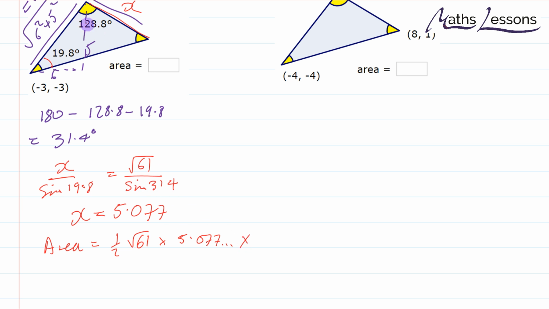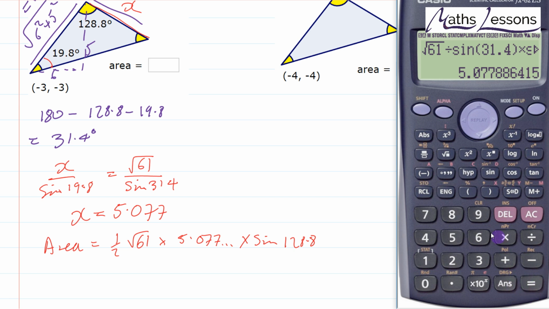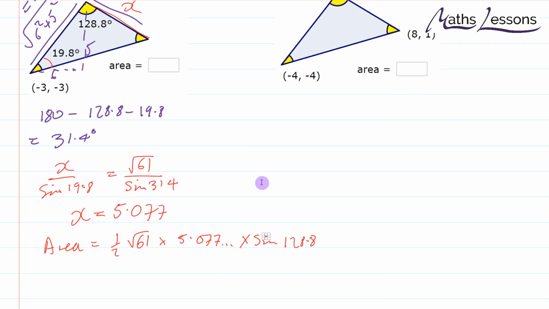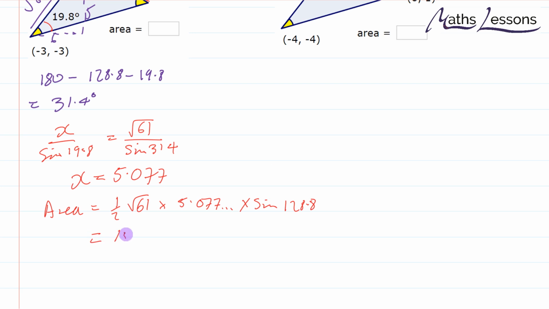Then I'm going to times by the sine of the angle between them, so sine of 128.8. Grab my calculator so I can just use my answer again. So I'm going to do 0.5 times the square root of 61 times my answer times the sine of 128.8. That gives me my answer of 15.45. It asks for one decimal place, so that's 15.5 to 1 d.p.